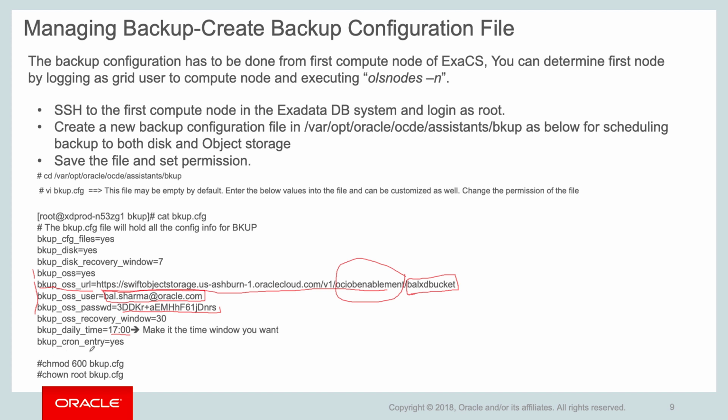Then backup_cron_entry. What it does is set a cron entry which will automate your day-to-day backup. So I have selected it as yes. With these parameters, you have specified the minimum values needed for your backup configuration, meaning I want backups on my recovery area as well as on my cloud object storage. And then you need to set permission 600 on this backup file. Change the ownership of this to root.